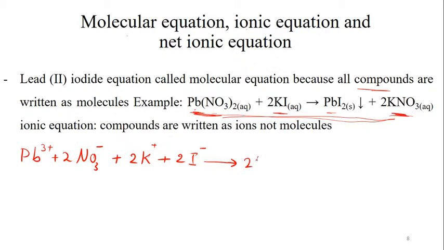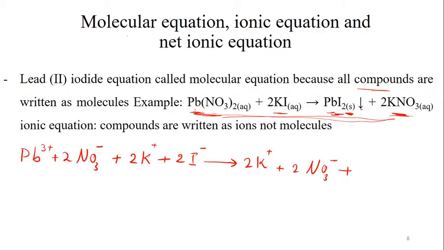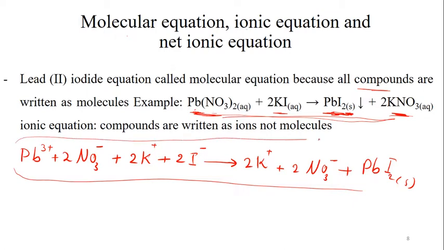So I have 2 potassium ions and 2 nitrate ions. For lead iodide, it's a solid, and I know from the previous table that lead iodide is actually insoluble. So if I look here, all halides are soluble except for lead and of course mercury and silver. So this will not be soluble, so I will write it as PbI2 solid. First I need to name this one. So this is my ionic equation.